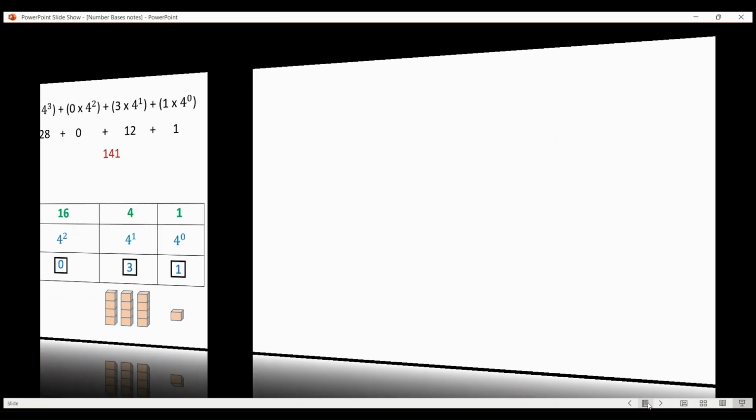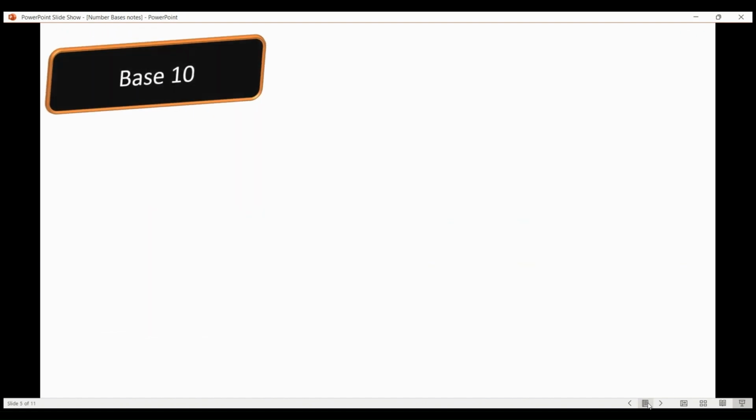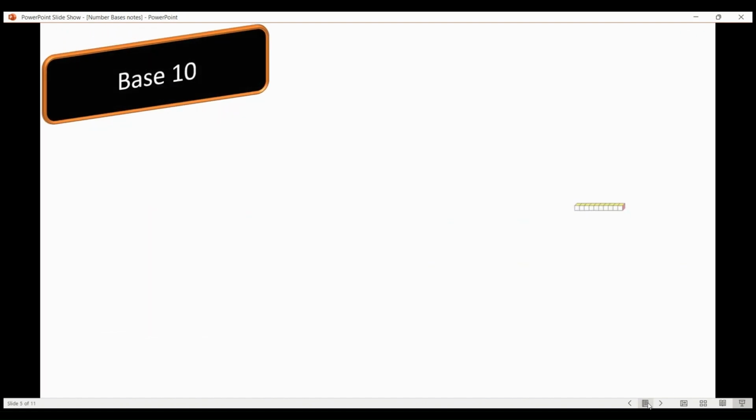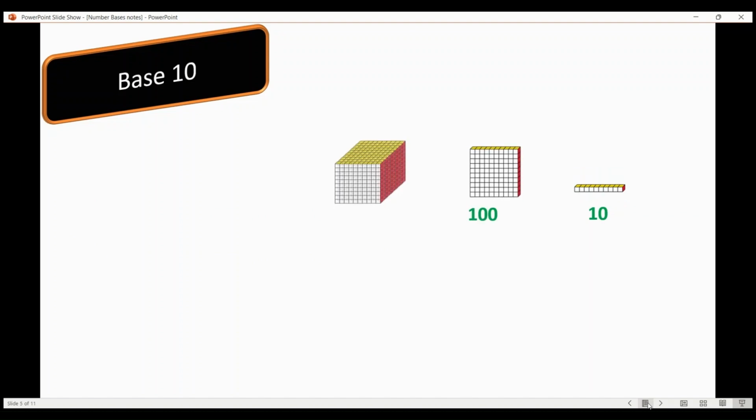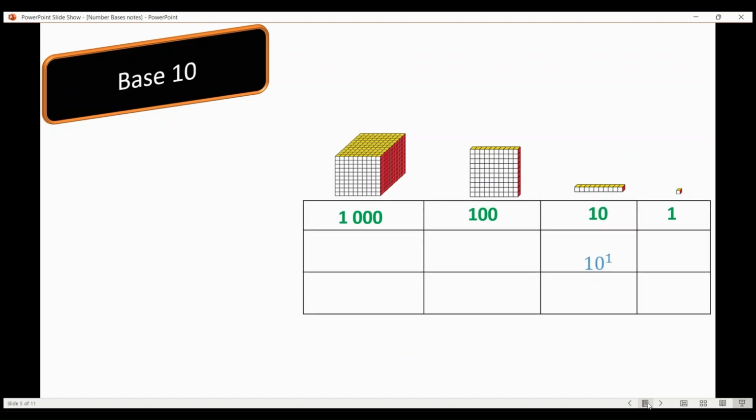Right. So we've looked at base 3, we looked at base 4, and let's remind ourselves of the one that we're accustomed to, base 10. And we're going to represent it as 10 units there, 100 units, 1,000 units, and of course, 1 unit. Right? And let's bring up our table so we can say 10 to the power 1, 10 to the power 2, and 3, and of course 10 to the power 0, because we can see it's basically units.